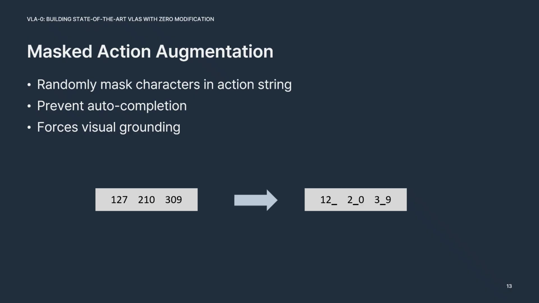Parts of the action string are randomly masked. These masked strings are fed in as teacher-forcing input during fine-tuning, and the model is trained to recover the original tokens. This prevents the model from taking a shortcut, simply auto-completing the number pattern from previous numbers to recover the masked parts. The model has to look more carefully at the image and the instruction. In short, it promotes strong visual grounding.